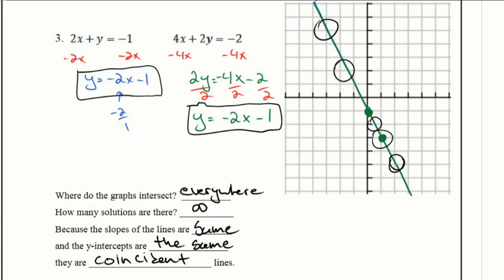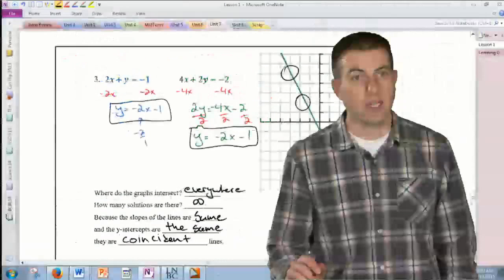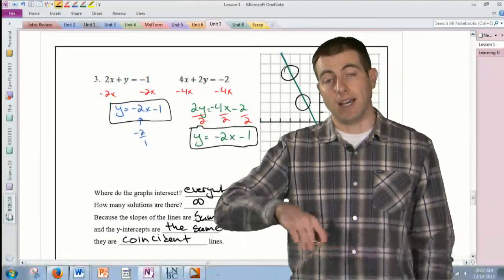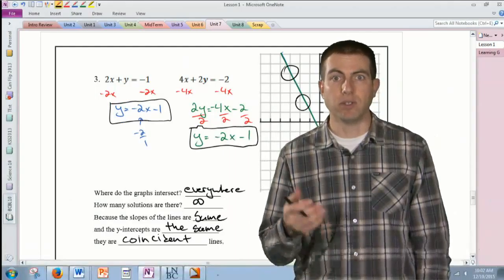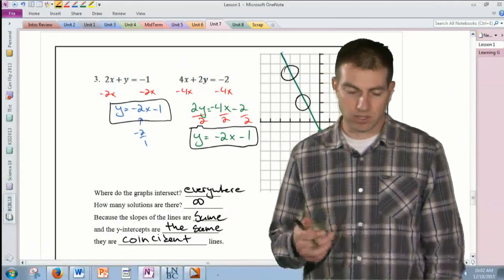I don't think it even matters if you know "coincident" or not. The important thing here is that the lines are on top of one another. You're going to have infinite solutions. Literally everywhere you have a solution.